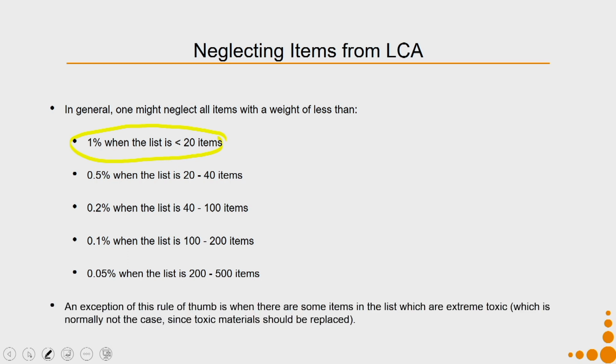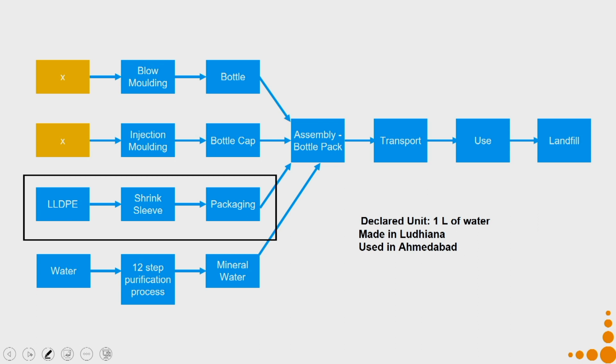Also, you have to be very careful about this exception. When there are some items in the list which are extremely toxic, which is normally not the case, since toxic materials should always be replaced and should not be used. But in case the item that you think lies under this rule is very toxic, then you should not be neglecting it.